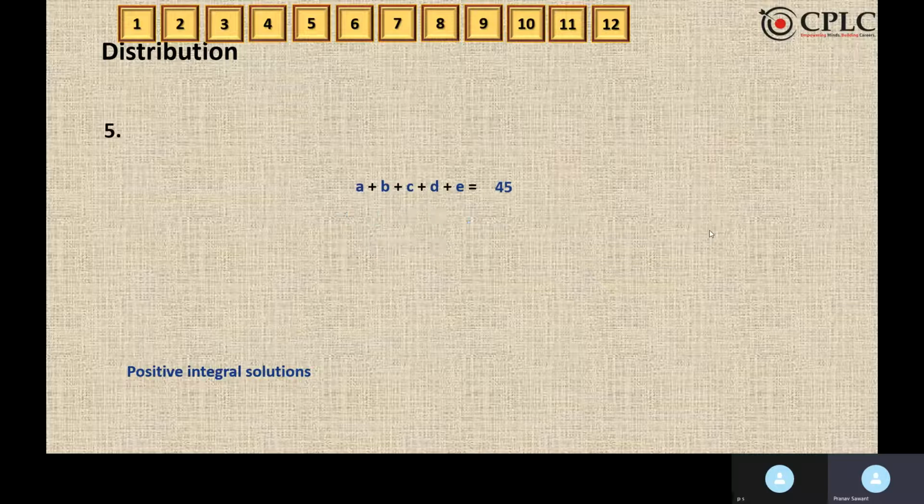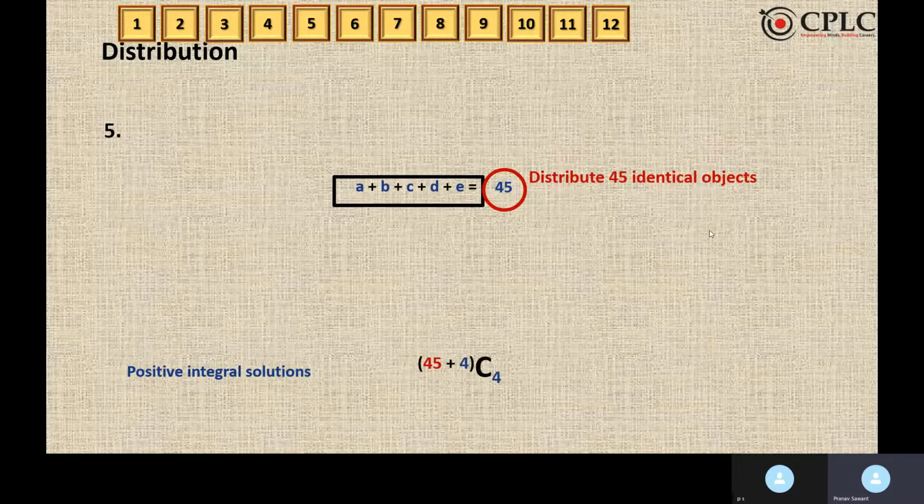So now, basically, we have distributed 1 to each. And now, as we have distributed 1 to each, out of 50, 45 are left. And now we are going to distribute 45 identical objects into 5 distinct groups. So how many partitions will be required? We will require 5 minus 1, that is 4 partitions. So 45 plus 4C4, that is 49C4, which is option 2, is the answer.